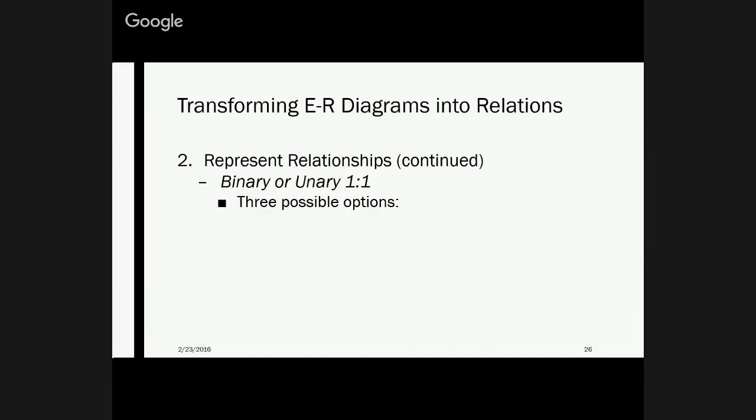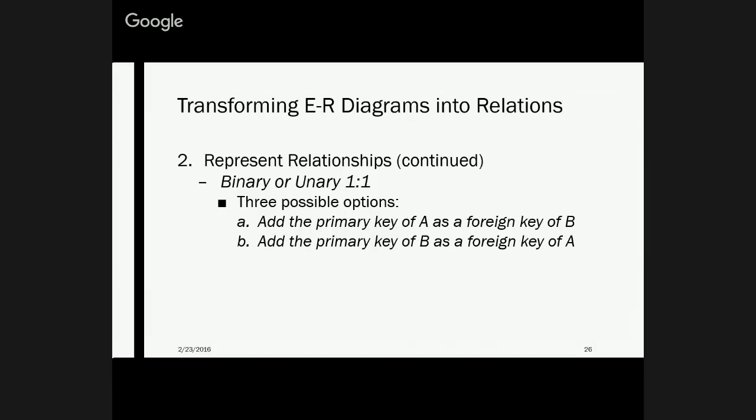One to one are even more simple, but add the primary key of A as the foreign key of B. Add the primary key of B as the foreign key of A. So you can go either way. Both, I don't know why you do both. I can't think of a good reason, but the book suggests that that's a possibility, but I don't necessarily see a big advantage to that.